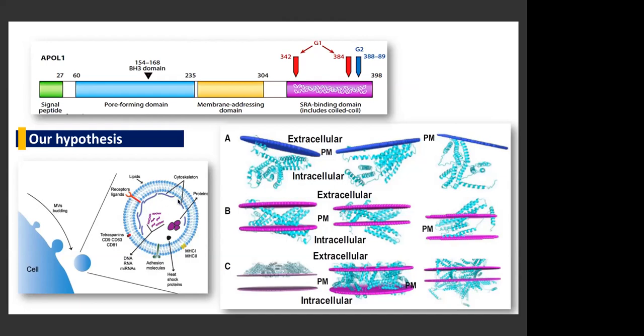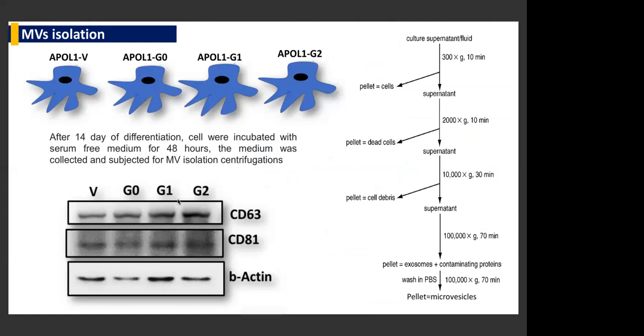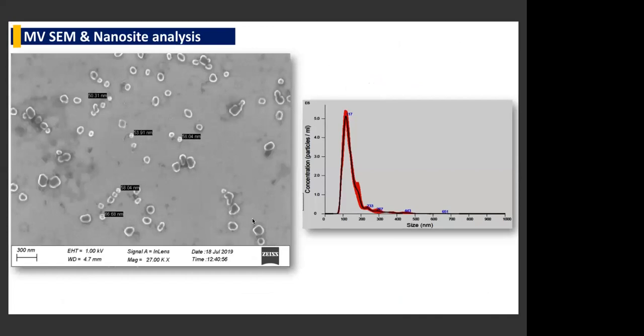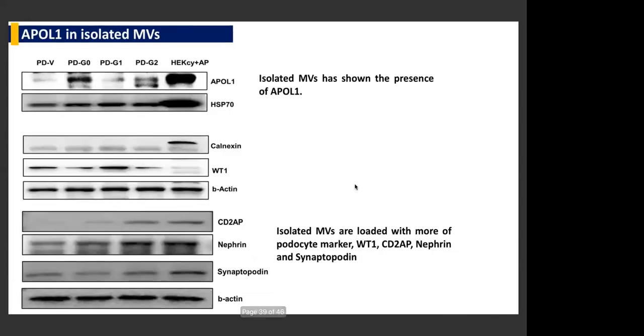So this work is still ongoing. For this work, we took the podocytes and overexpressed the APOL1 G0, G1, and G2. Then we isolated the microvesicles using ultracentrifugation, and we characterized those vesicles by their protein markers and NanoSight or nanosight analysis, and we evaluated them for APOL1 expression.